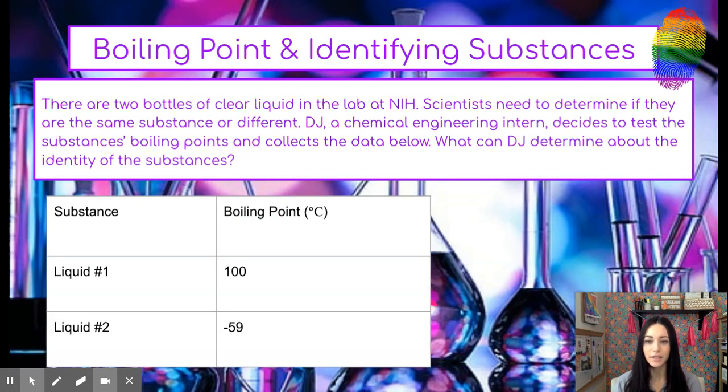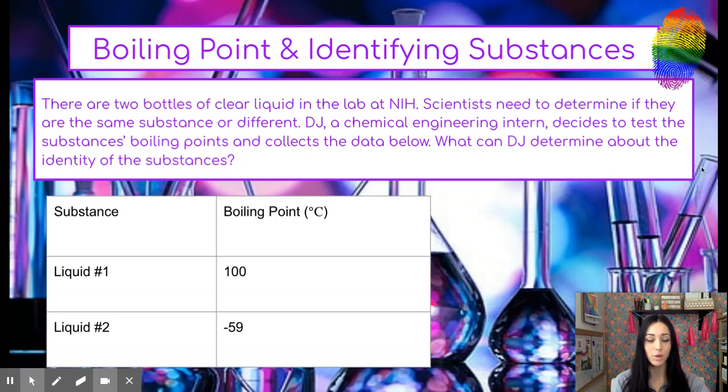Let's look at one more example. It looks here like there are two bottles of clear liquid in the lab at the NIH, or the National Institutes of Health. Scientists want to know whether the substances are the same or different. Luckily, DJ is there, and he's a chemical engineering intern. So he decides to test the boiling point and collects the data that we see here to try to find out what he can determine about the identity of the substances. We can see that liquid 1 has a boiling point of 100 degrees Celsius, and liquid 2 has a boiling point of negative 59 degrees Celsius.